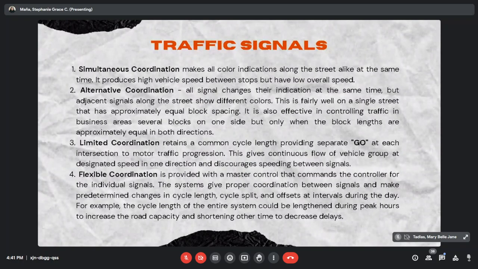Next, flexible coordination is provided with a master control that commands the controller for the individual signals. The system gives proper coordination between signals and makes predetermined changes in cycle length, cycle split, and offsets at intervals during the day. For example, the cycle length for the entire system could be lengthened during peak hours to increase the road capacity and shortened at other times to decrease delays.